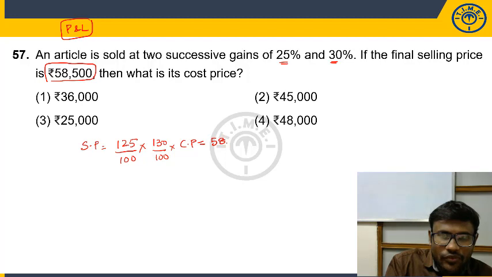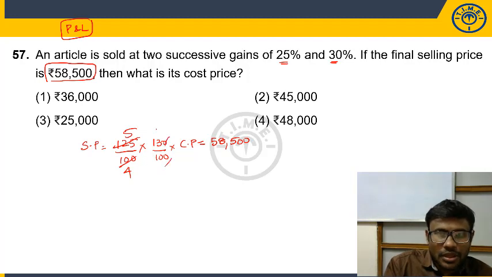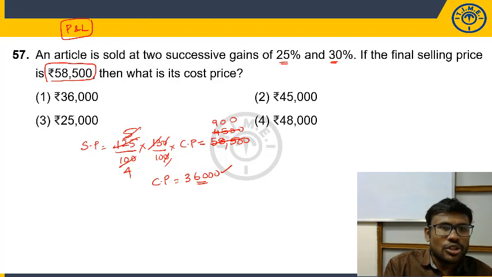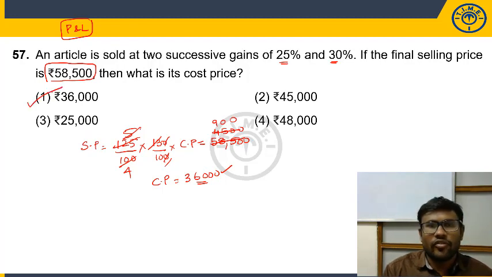Is equal to the selling price, 58,500. So 25 fives and 25 fours. Let us cancel with 13. 13 fours are 52, and 13 fives are 65, and 900. So your cost price is equal to 36,000. Your cost price is 36,000. So which option? Option number 1.